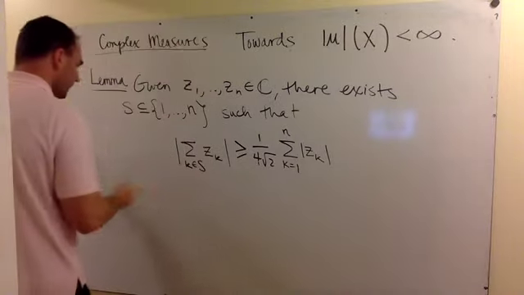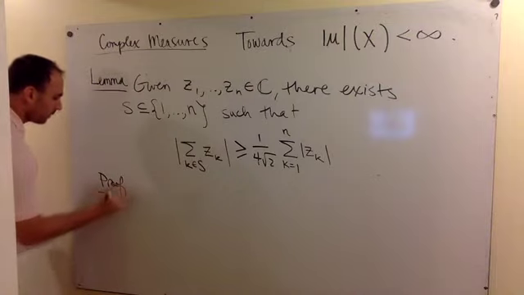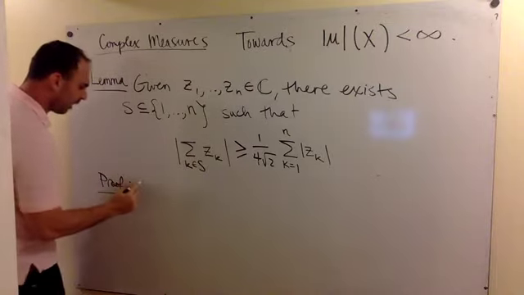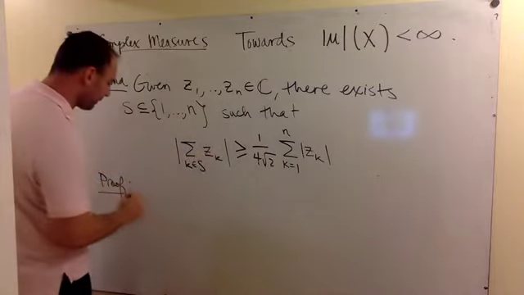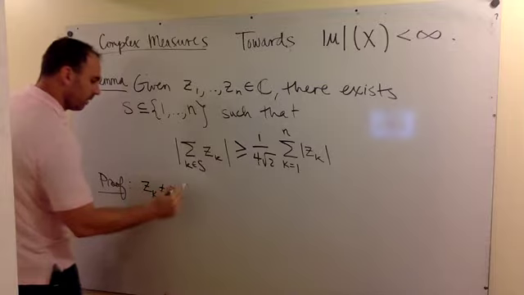Okay, so here's the idea of this, so proof. So first thing, we can assume all these are non-zero numbers. Okay, so z_k is not 0 for all k.